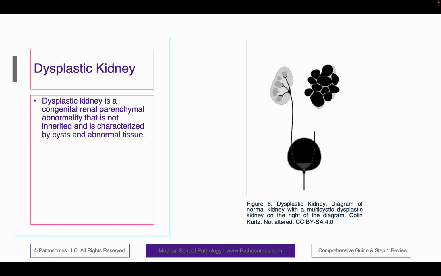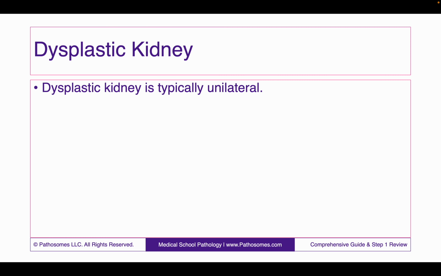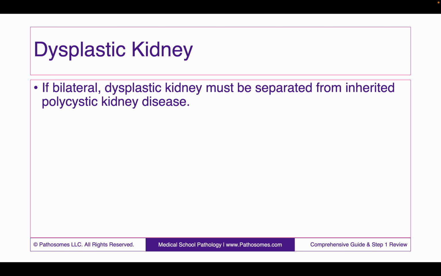Now, what about dysplastic kidneys? Well, a dysplastic kidney is a congenital renal parenchymal abnormality that is not inherited and is characterized by cysts and abnormal tissue. As we can see here in this cartoon, on the left the diagram of a normal kidney, and on the right, a multicystic dysplastic kidney. Dysplastic kidneys are typically unilateral. If bilateral, a dysplastic kidney must be separated from inherited polycystic kidney disease.